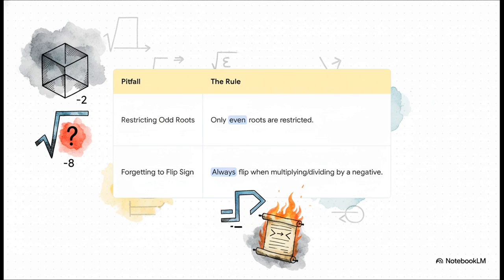First, people sometimes try to apply the root rule to odd roots, like a cube root. But that's not a problem at all. You can totally take the cube root of a negative number. The cube root of negative 8 is just negative 2. So remember, this rule is only for even roots: square roots, fourth roots, and so on. Second, just like we saw, forgetting to flip that inequality sign when you divide by a negative. Seriously, burn that rule into your brain.